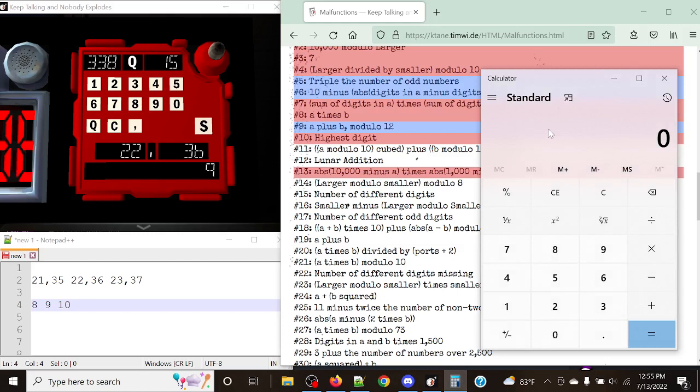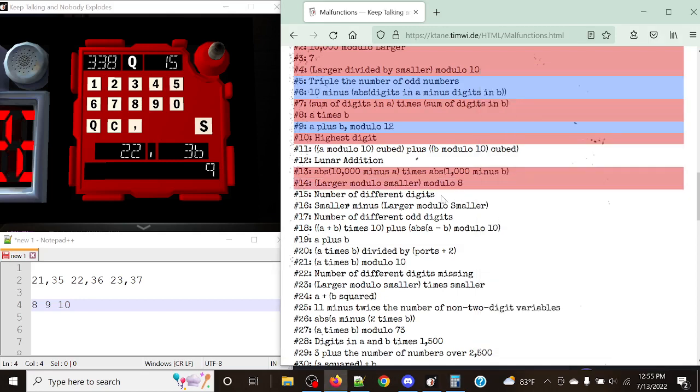Larger modulo smaller. So 36 modulo 22 is 14. Modulo 8 is going to be 6. I don't think any of that's going to work. 35 minus 21 modulo 8, and then 37 mod 23, it's going to be the exact same results. No, that's not going to work.